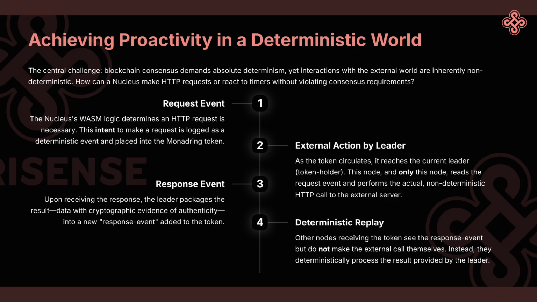It is essential to recognize that this advanced proactivity is not an isolated feature of the nucleus. Instead, it is an emergent property resulting from the entire Verisense architecture functioning in harmony. The rotating leader mechanism of the Monadring provides the necessary serialization, securely isolating the non-deterministic external action to a single node. The two-step event protocol is the specific process that allows the outcome of that action to be reincorporated into the consensus process in a fully deterministic way.